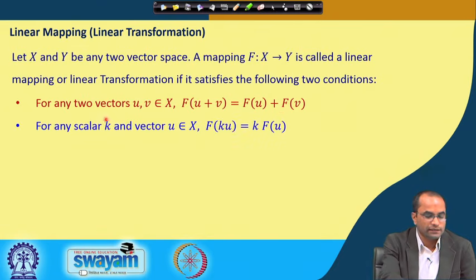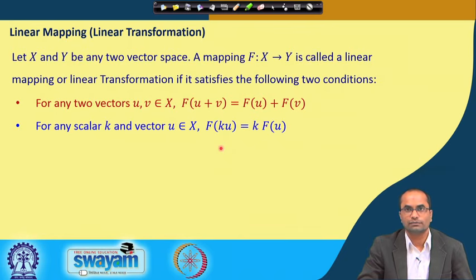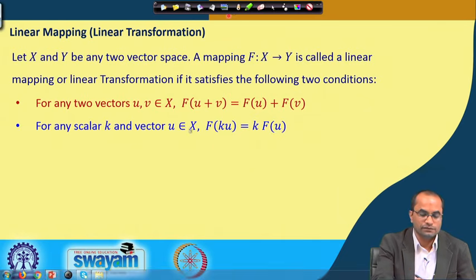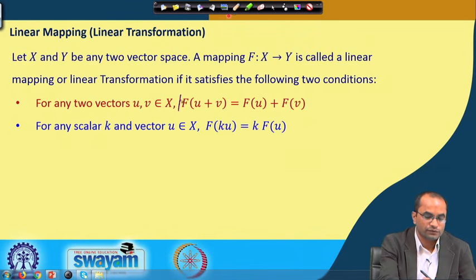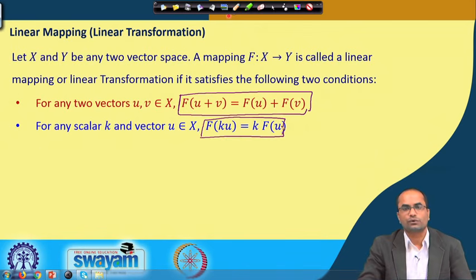The second one: for any scalar k from the set of real numbers and any vector u from this X, f should also satisfy that f of the scalar multiplication of k to u, f(ku), should be equal to k times f(u). So, we have these two conditions required for linearity. One is f(u plus v) must be equal to f(u) plus f(v), and the second condition is that this map should also satisfy f(ku), k a scalar, must be equal to k multiplied by f(u).